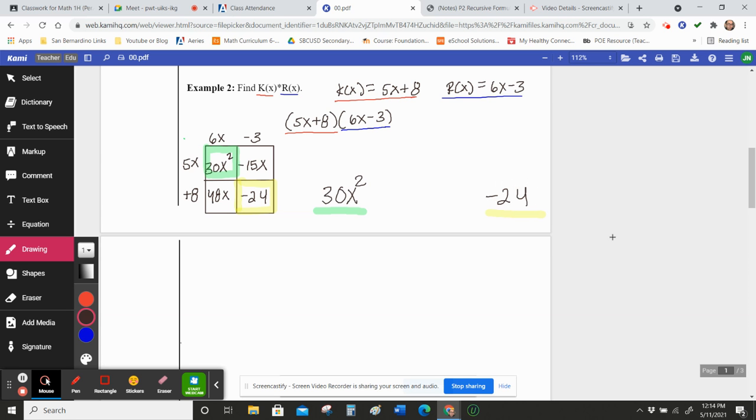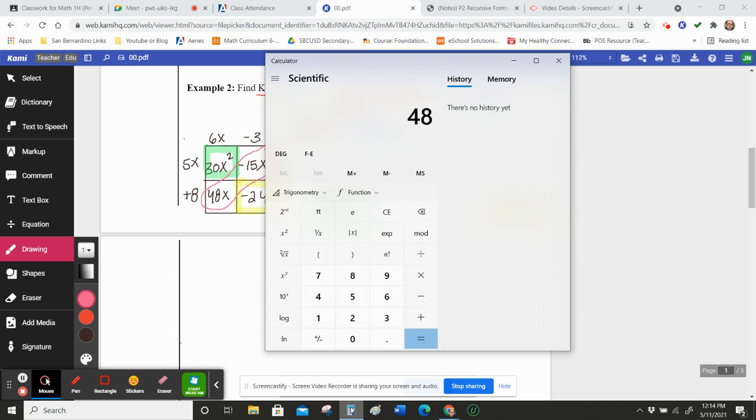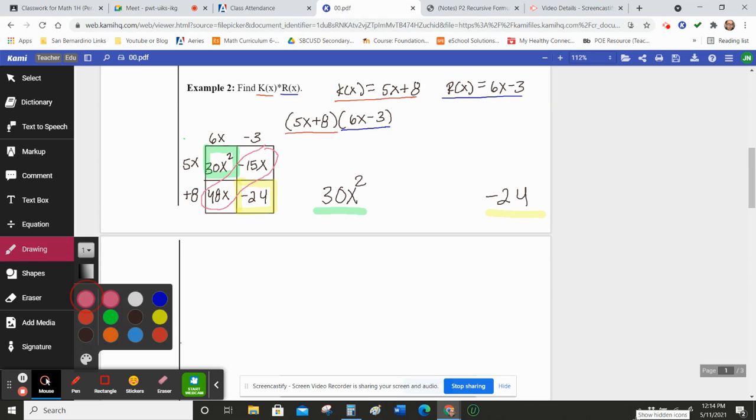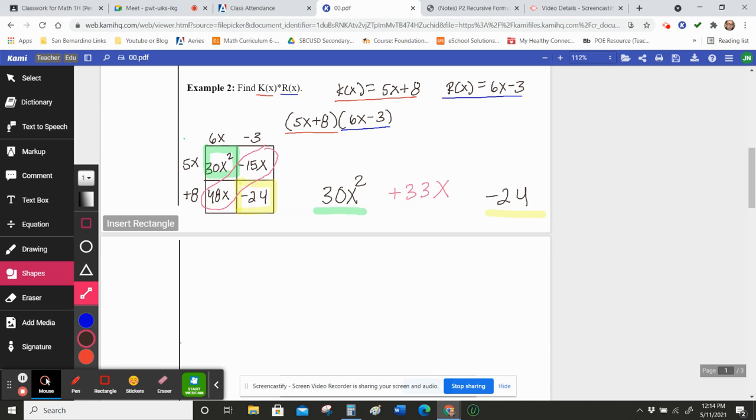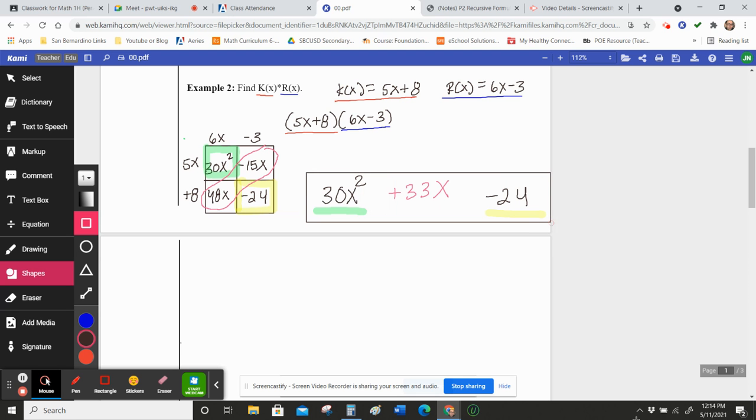And then negative 24. The one thing that does change is the middle section, which is a result of the combining like terms, right? So we add the terms together. So the diagonal, the 48x is going to be combined with the negative 15x. If I take 48 and subtract 15, calculator work, 33. So we get 33 positive x as my combination of those two like terms. So this should be plus 33x minus 24. So this will be my final answer. When I multiply those two functions together, 5x plus 8 multiplied by 6x minus 3, we get 30x squared plus 33x minus 24.